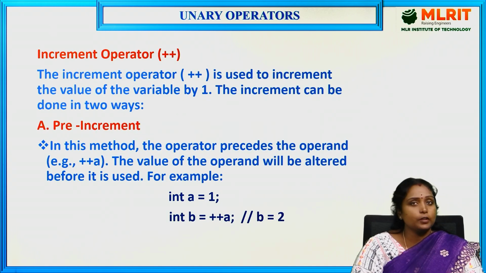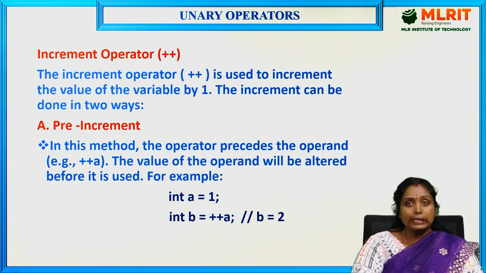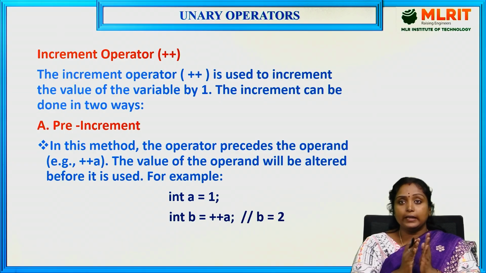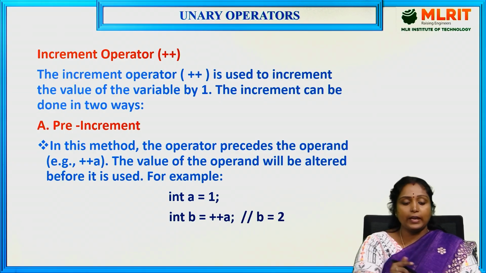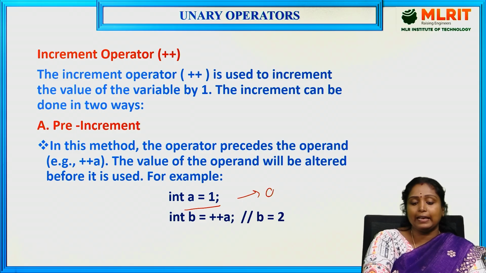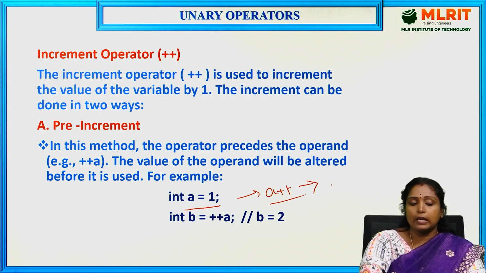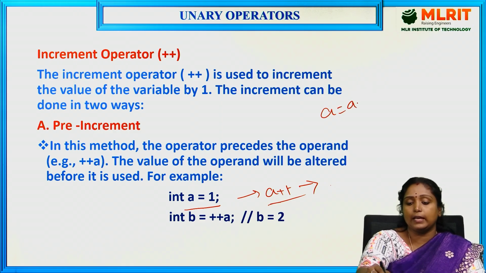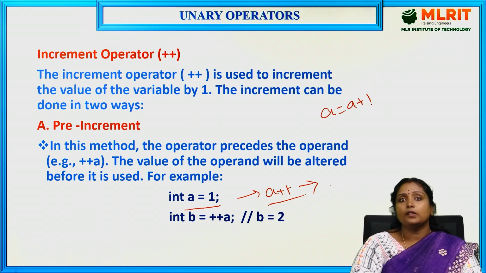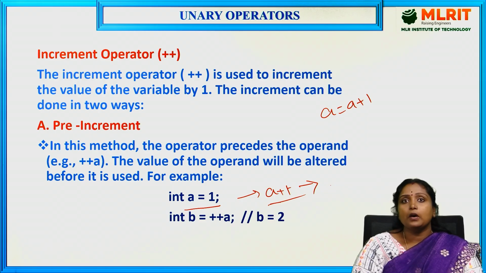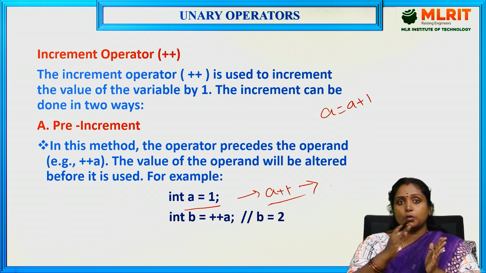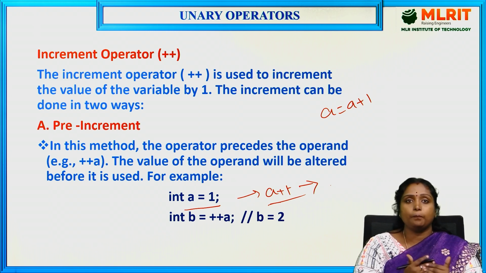Coming to the increment operator. The increment operator is used to increment the value by 1. If a equals 1 is there, and I write a plus plus, the value would be incremented by 1, so a equals a plus 1. The value will be incremented by 1 itself. This is again split into 2: pre-increment and post-increment.